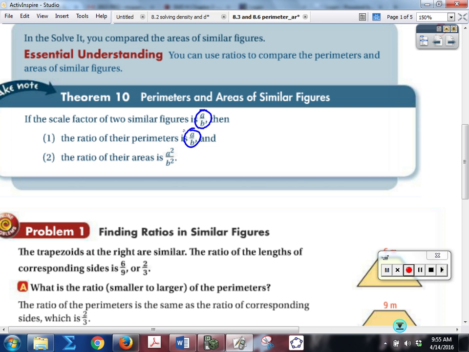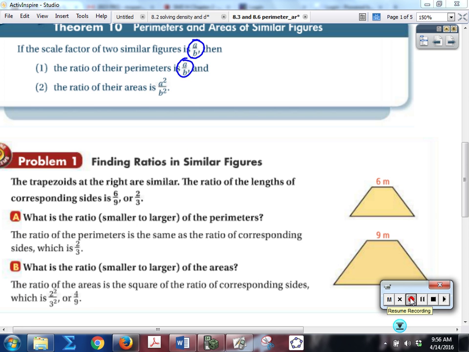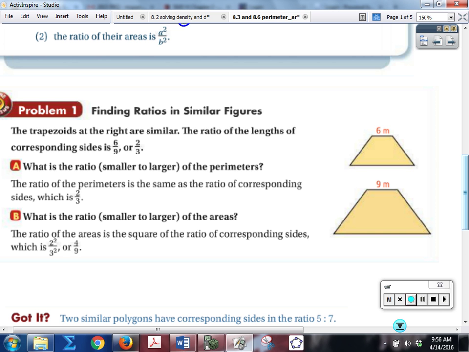So on this one, it tells you that the trapezoids are similar. If you didn't know that, you could probably look through it, but it says they're similar. The ratio of the corresponding sides is 6 to 9, which simplifies to 2 to 3. If you want to know the ratio of the perimeters, think of one dimension as being to the first power. So the ratio of the perimeters would be 2 to 3. We don't know what the perimeters are, but we know that the ratio would be 2 to 3. And the ratio of the areas would be 2 squared over 3 squared, or 4 over 9.